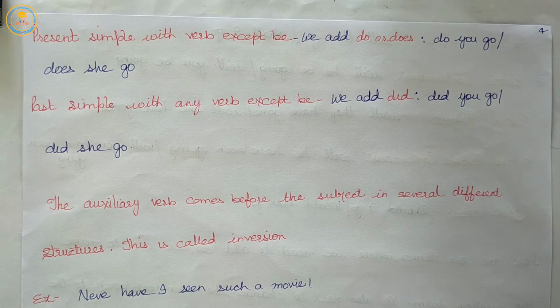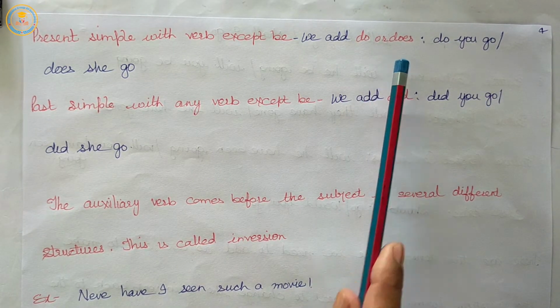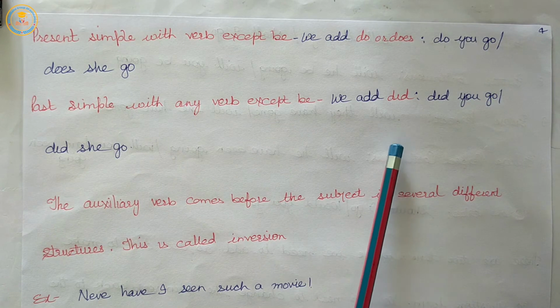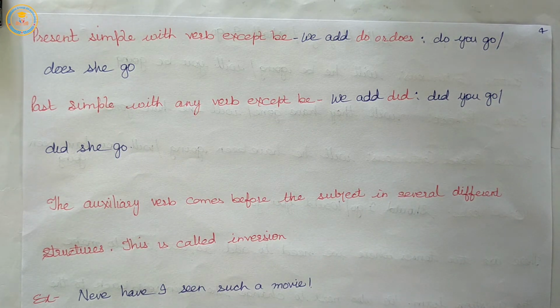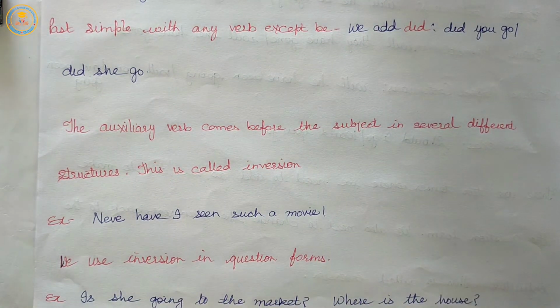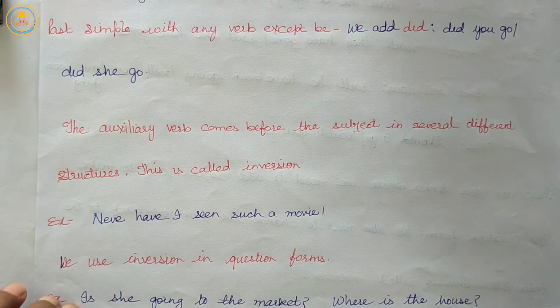So here we have read about inversion related to simple present and simple past with the be form, is, am, are, and was, were, and the other tenses with modal auxiliaries and do, does, or did: with simple present, do or does, and past with did. And the auxiliary verb comes before the subject in several different structures. This is called inversion.